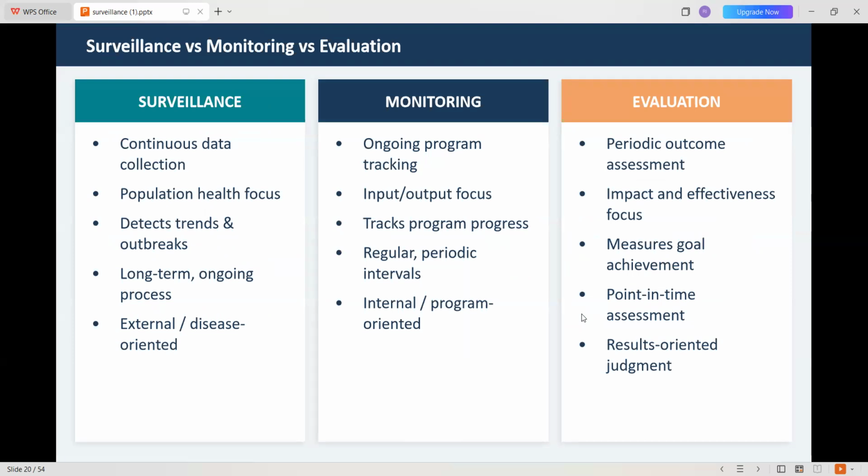So next is surveillance versus monitoring versus evaluation. Surveillance is continuous data collection, population health focus, detecting trends and outbreaks, a long-term ongoing process, and external and disease-oriented. Whereas monitoring is ongoing program tracking, input and output focus, tracking program progress at regular periodic intervals. It is internal and program oriented. Whereas evaluation is periodic outcome assessment, impact and effectiveness focus, measuring goal achievement, a point-in-time assessment, result-oriented judgment.